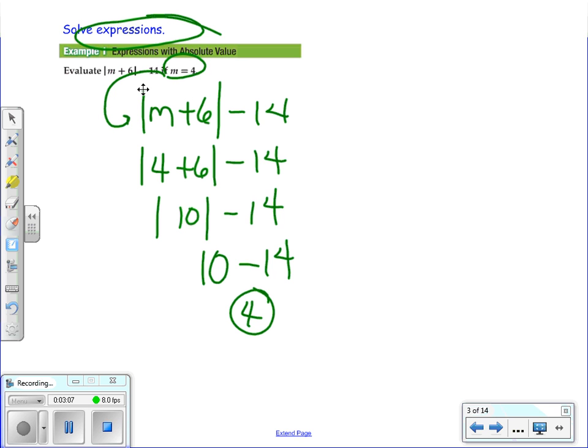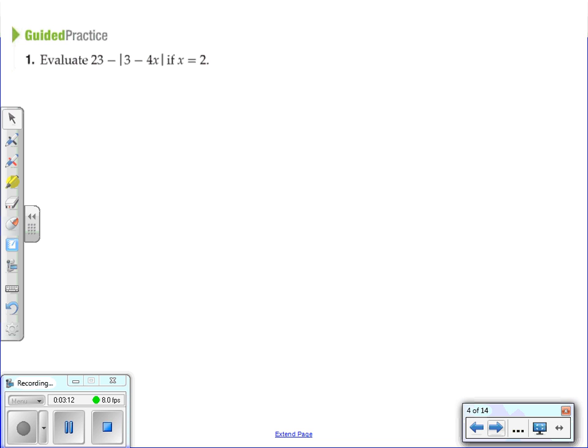Those are pretty straightforward. That's the easy part. None of it's very hard though, guys. All right, here's one for you to practice. Do it and get back with me.